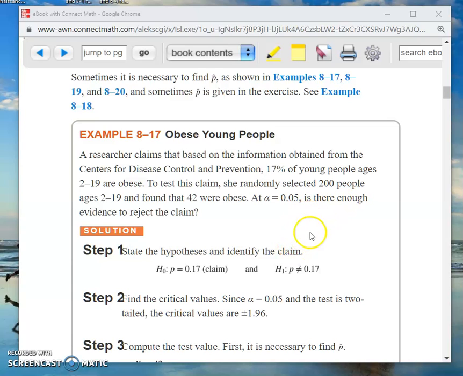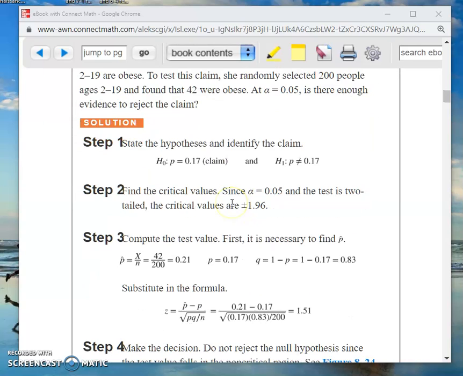It doesn't matter what it is. The success just means it has whatever characteristic that we are concerned about. The 200 people that she tested, 42 were obese, so that's 42 over 200, so that's 0.21. P is what's claimed to be the population percentage, P is 0.17. So you look at this and you say, okay, it sure looks bigger.